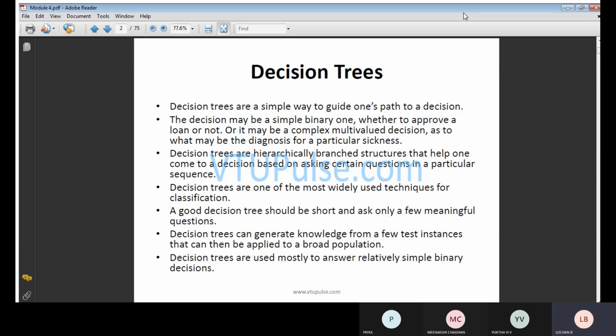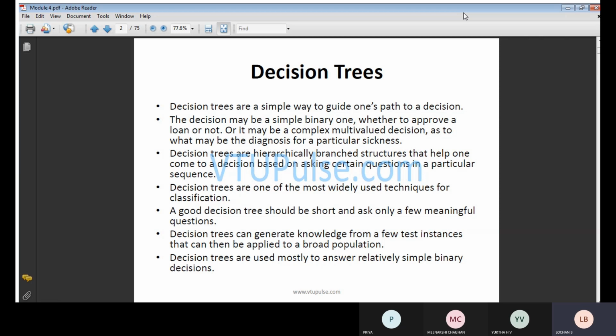Decision trees are one of the most widely used techniques for classification. A good decision tree should be short and ask only meaningful questions. That means that many times I have given an example. For example, you are presenting a project demo, a seminar demo or an internship demo. If I ask a question for each slide, that makes no sense. Wherever I have not understood the topic, I need to ask the question in that particular case. Simply asking a question for each slide is no use.